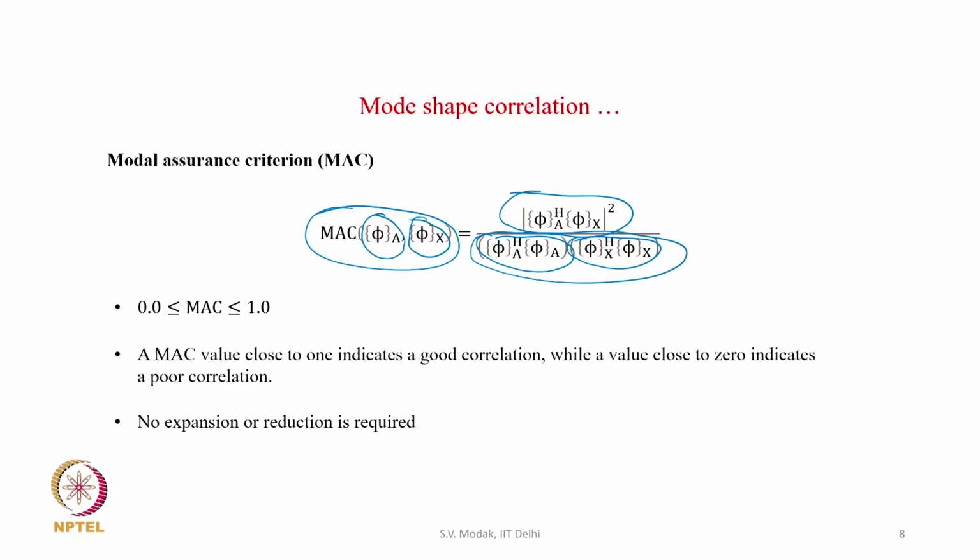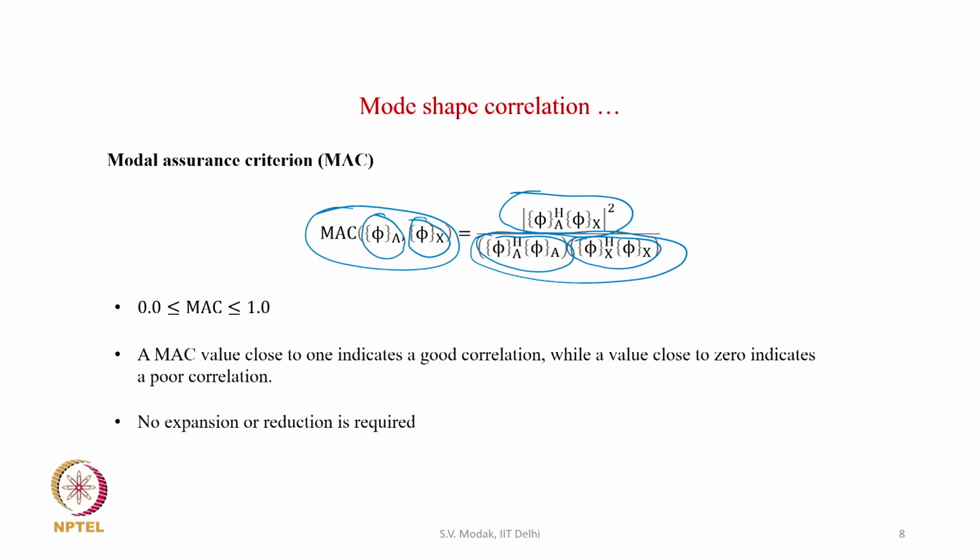So, if the two modes are identical, that is phi A is identical to phi X, then the MAC gives a value of 1, and if there is any small deviation, the value will drop below 1. The larger the drop from 1, the larger the lack of correlation between the two mode shapes. So, this provides a very good index to quantify the degree of similarity between two eigenvectors or mode shapes. One advantage of MAC is that no expansion or reduction is required.